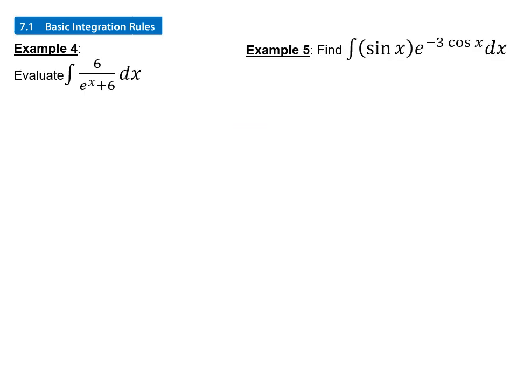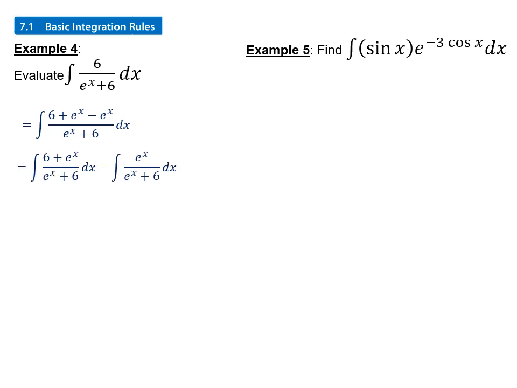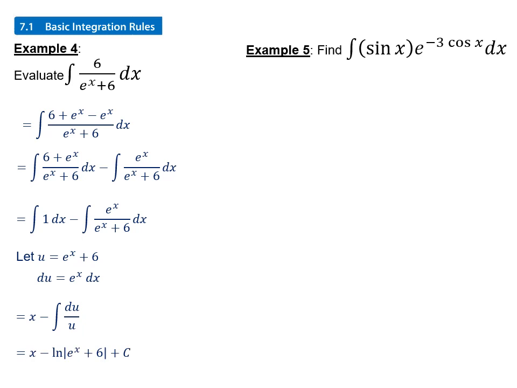So on example 4, evaluate integral of 6 over e to the x plus 6 dx. Well, we have to adjust that top a little bit. Notice all I did was add and subtract the same amount. Now I can separate that into two separate integrals. And that first one gets us integral of 1. Second one, I've got to let u equal e to the x plus 6, du equals e to the x dx. So now I can do that as x minus integral of du over u. So x minus natural log of u plus c, and u is e to the x plus 6.